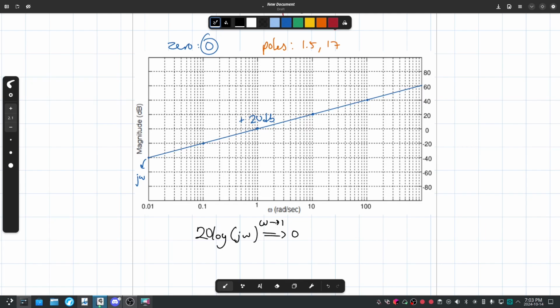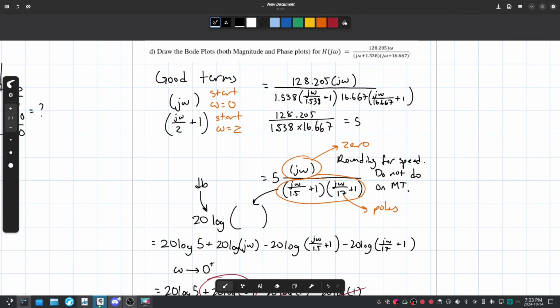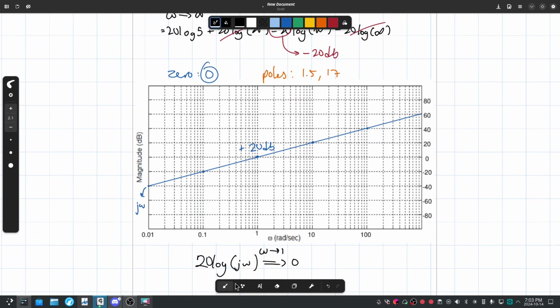How about our poles? Remember, our poles start at z, in this case, 1.5. So let me give these different colors so I can show them differently. Let's start with our pole of 1.5. So we're going to go to w is equal to 1.5. So 1.5 is, this is 2, so 1.5 is going to be around here. We're just going to linearly approximate. Close enough. That's what Bode plots are. They're close enough.